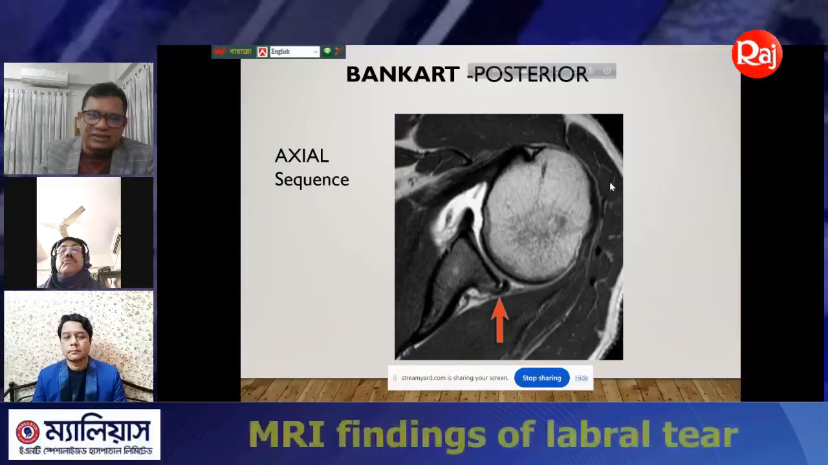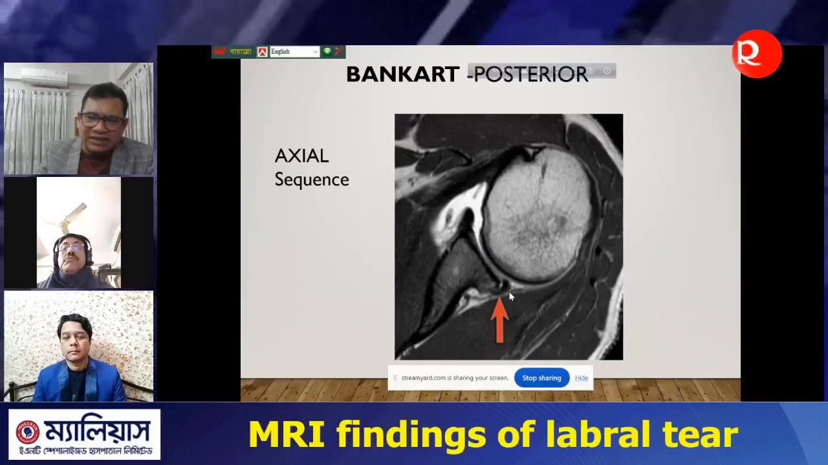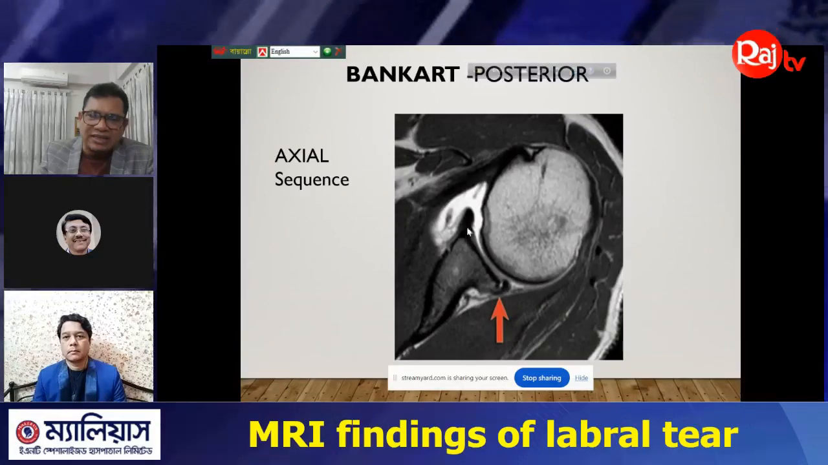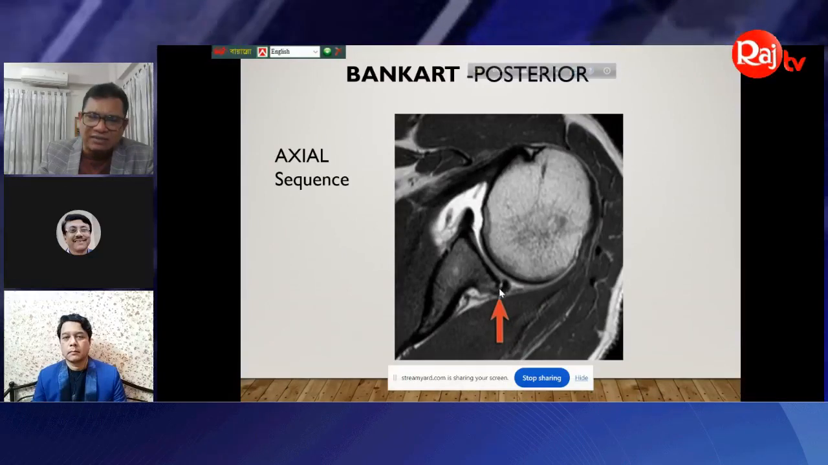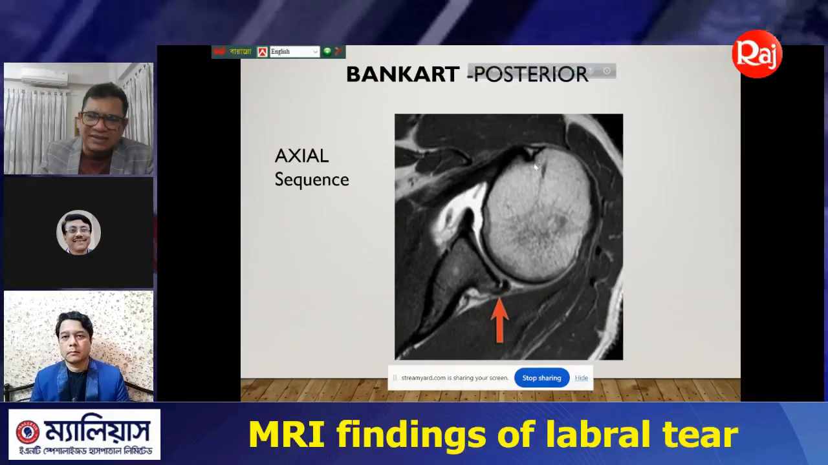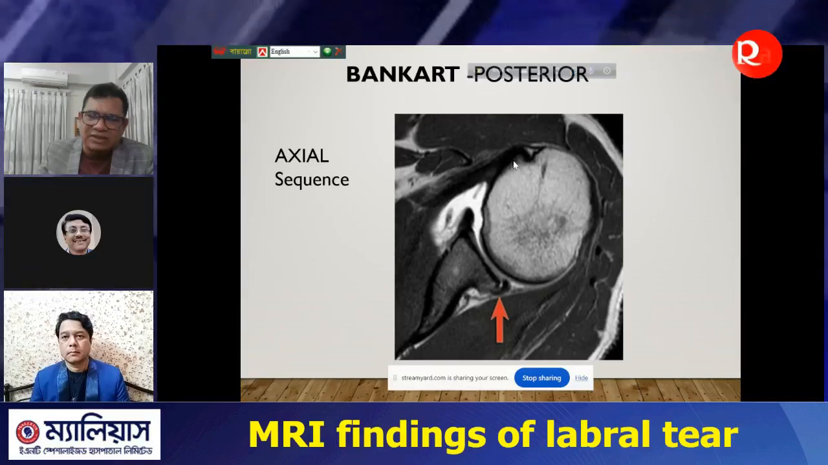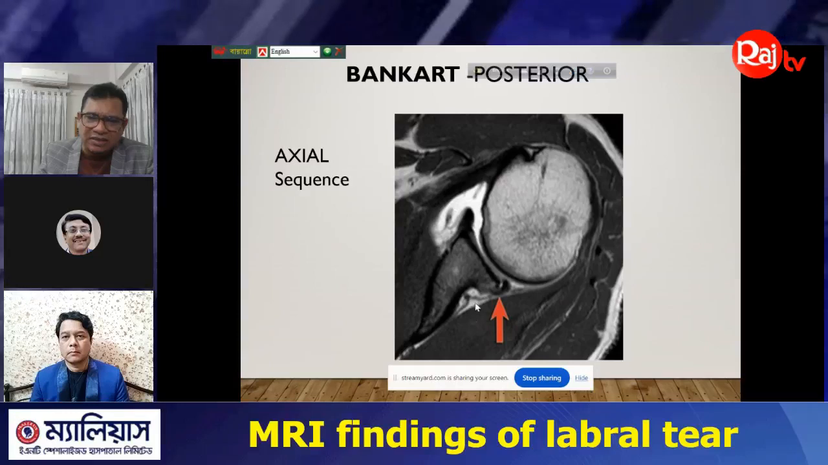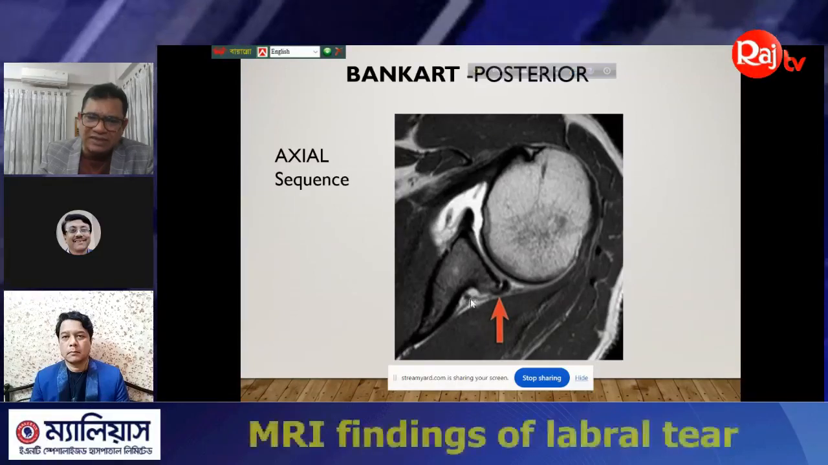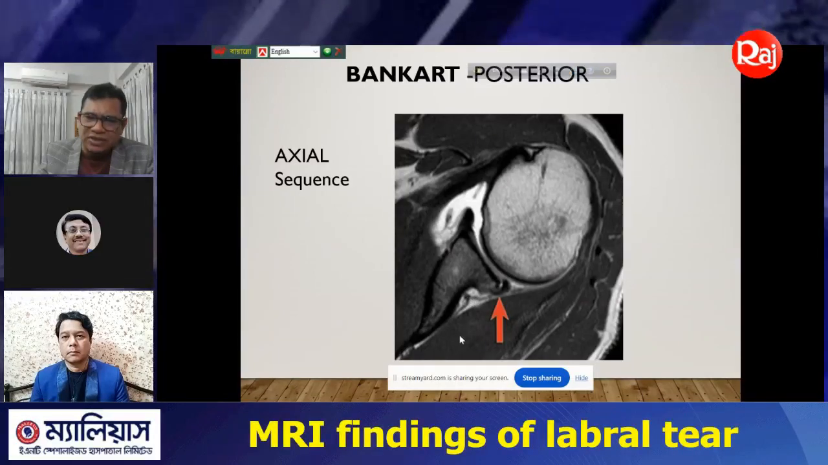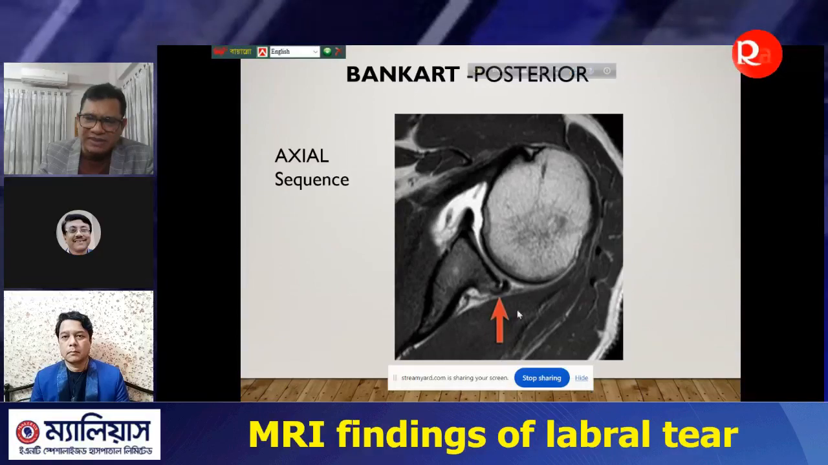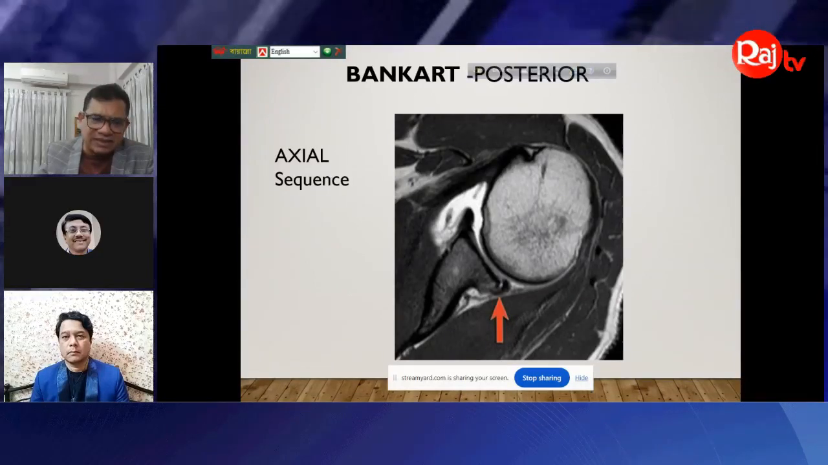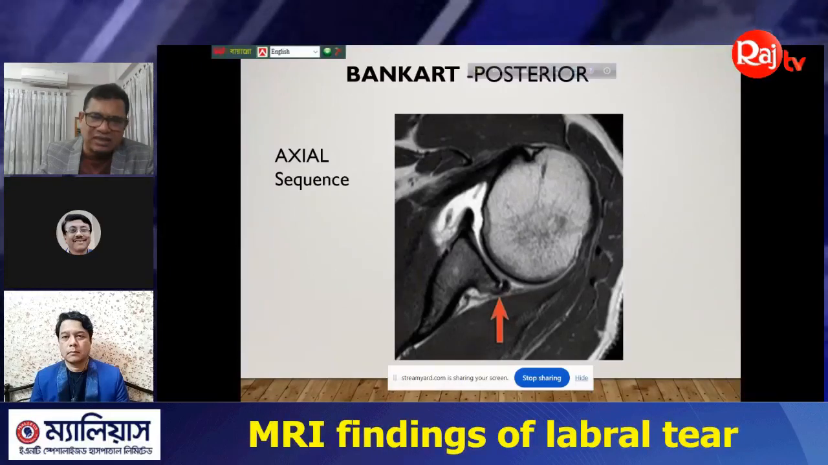And another case of posterior Bankart lesion. You can see this is a posterior Bankart lesion, but the anterior labrum is intact and the posterior labrum shows signal changes. This is the bicipital groove. This is the subscapularis tendon. This is the anterior part. You can also see the suprascapular vessels and nerve at the posterior. This muscle is the infraspinatus muscle. You can see this in this axial section of the slide.